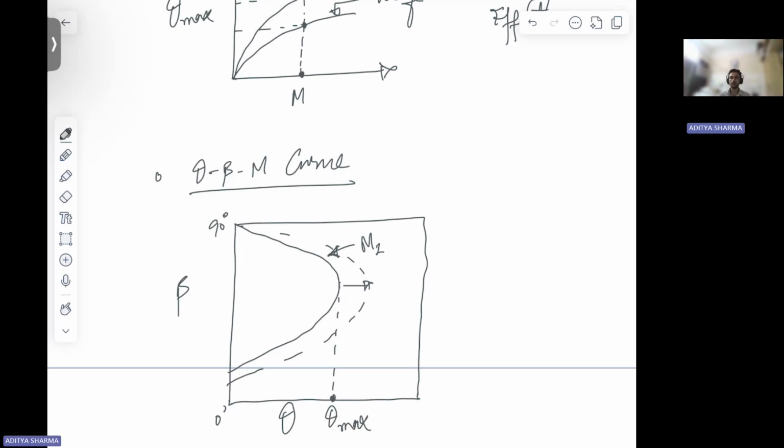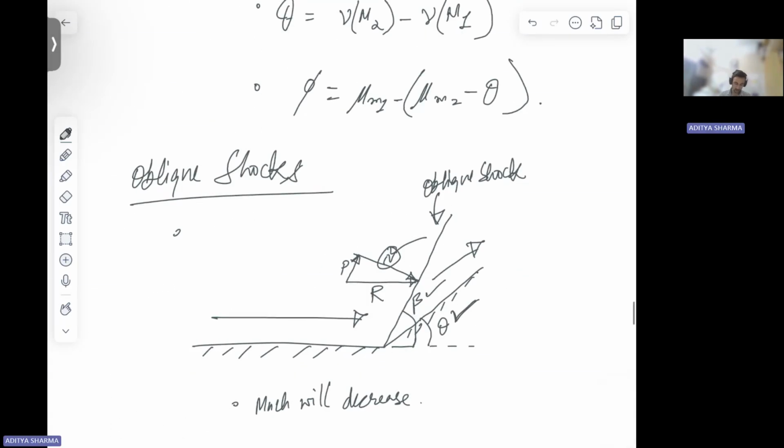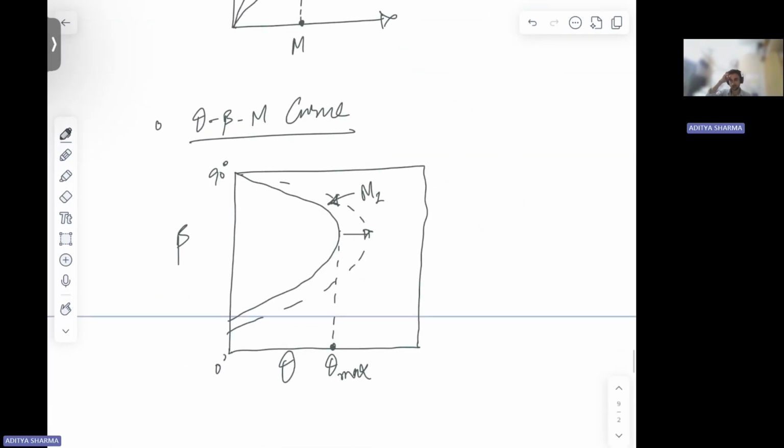Beyond this theta max, if you increase the deflection angle theta, you are going to get a detached shock. Okay. So let's say we have theta 1. You are going to get two solutions here for one theta. One corresponds to your weak oblique shock and one corresponds to your strong oblique shock. So two solutions you get.